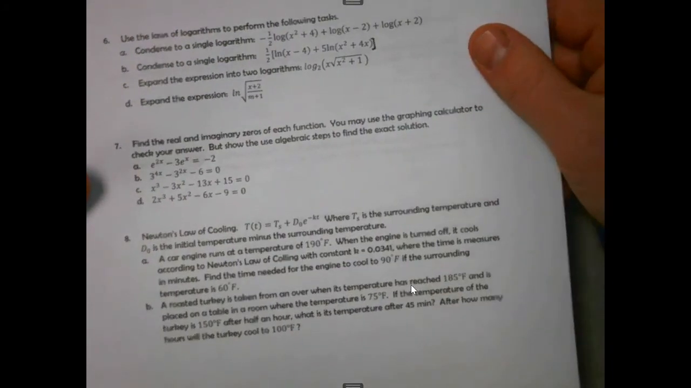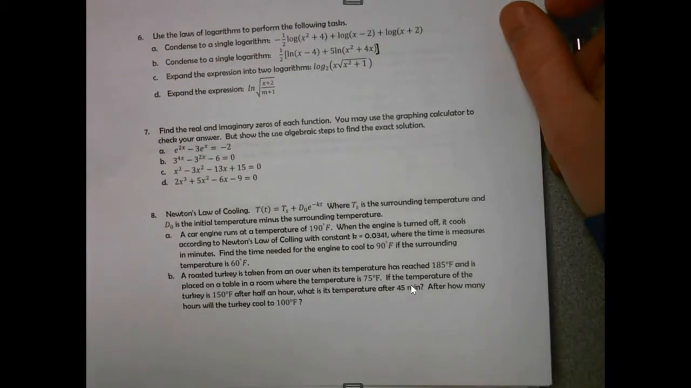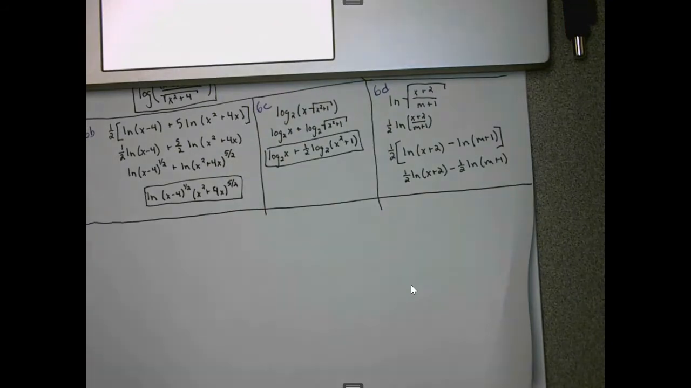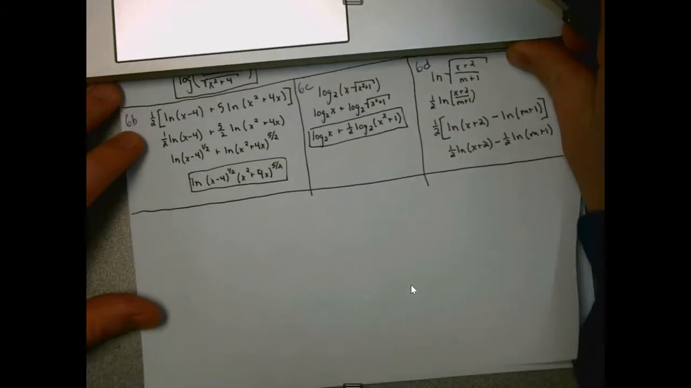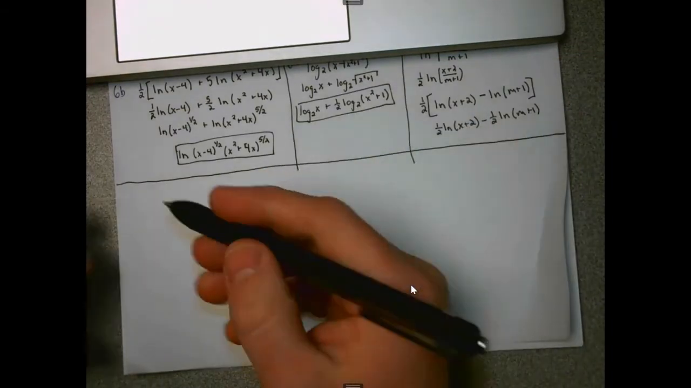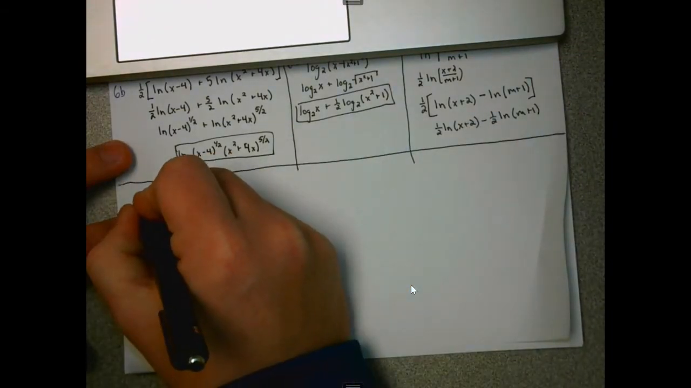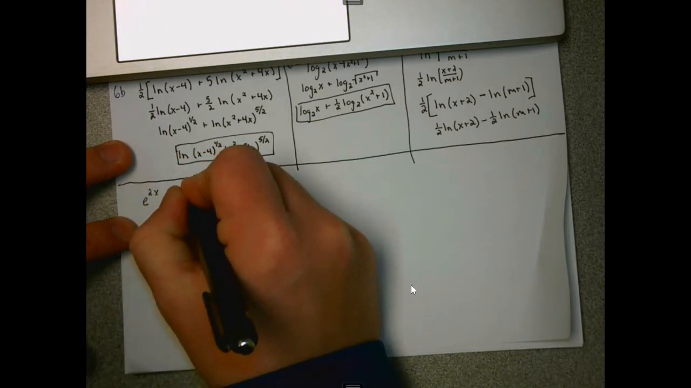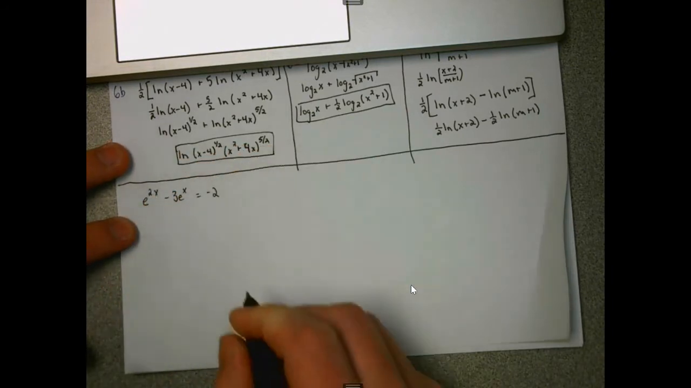So find the real and imaginary zeros of each function. You may use a graphing calculator to check your answer, but show the algebraic steps to find the exact solutions. Okay, so we have here 7a starts with e to the 2x minus 3e to the x equals -2.